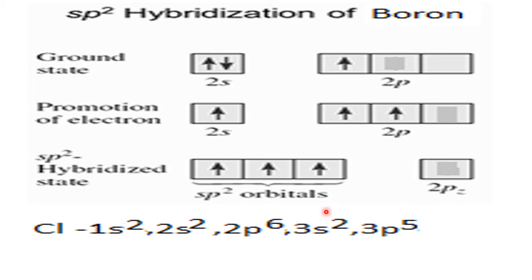After understanding in our previous discussion the sp hybridization of beryllium chloride, today we will go to another type of hybridization, that is in boron trichloride, BCl3. What type of hybridization is there and why that only?